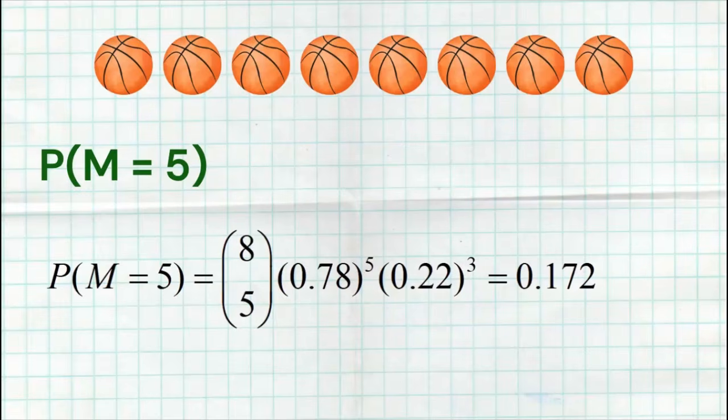Just make sure that you truly understand the 3 parts. This is the number of combos there are that result in 5 makes. This is the number of successes, P, and this is the number of failures, 1 minus P.